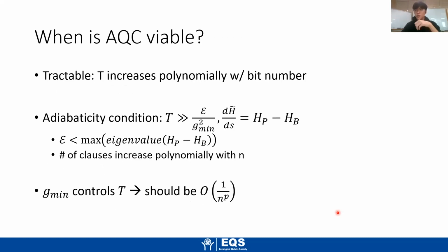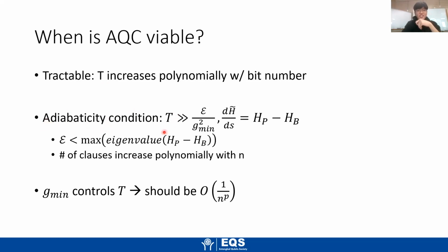So when can we do this? We want to be able to get the ground state of the final Hamiltonian in a relatively fast time. So we want T, large T, to increase polynomially with the bit number. If it increases exponentially, then if the problem size becomes too large, we won't be able to calculate it in a reasonable time. So let's think about what affects T.